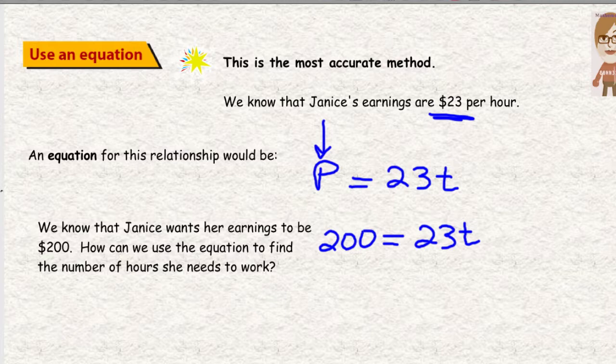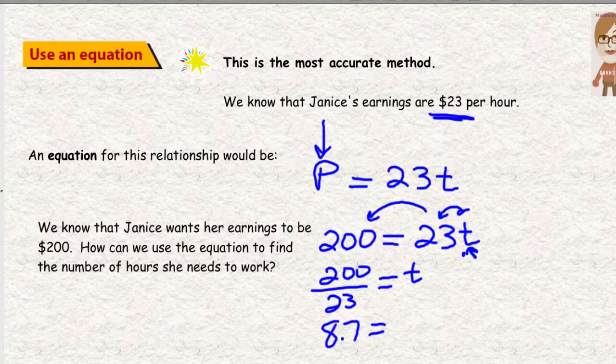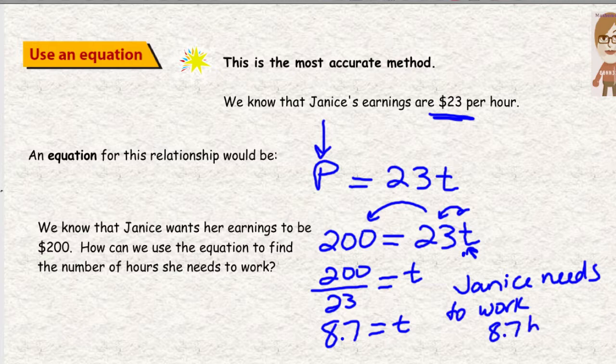So remember, if these two numbers here are multiplied together, if I want to isolate t, I would have to move the 23 to the left side of the equation. It's multiplying on the right, so on the left, 23 divides. Okay, and if I take 200 and divide it by 23, I get 8.7. So I know exactly that Janice needs to work 8.7 hours to make $200.